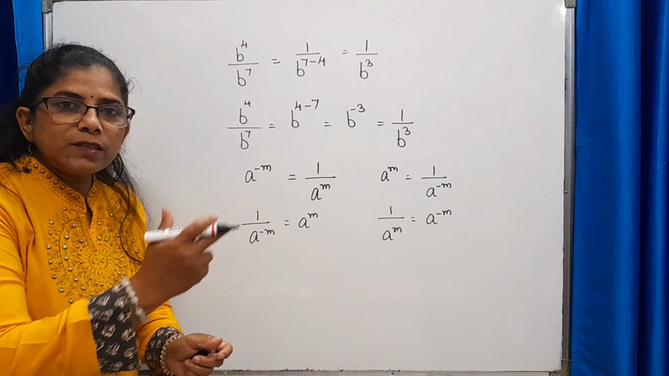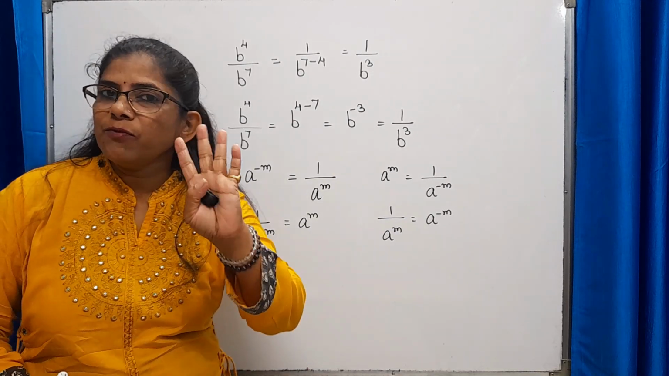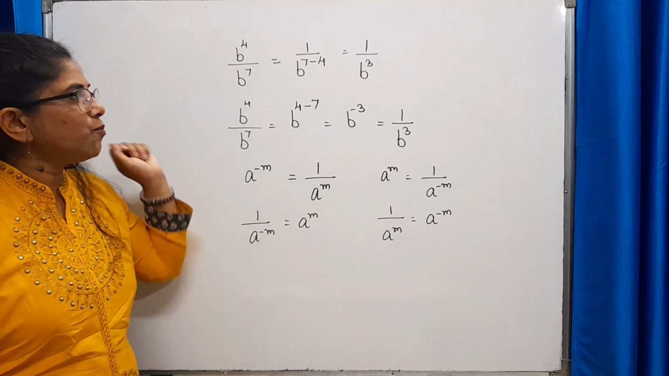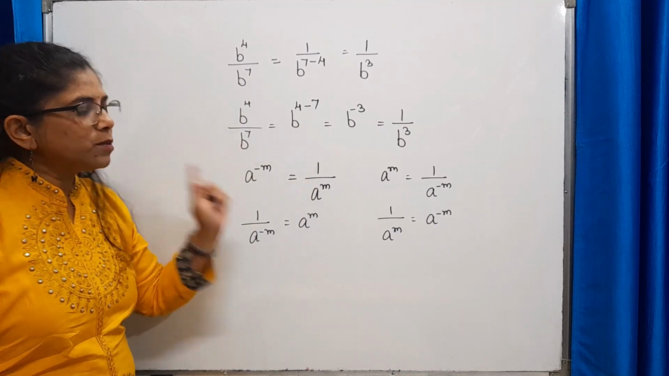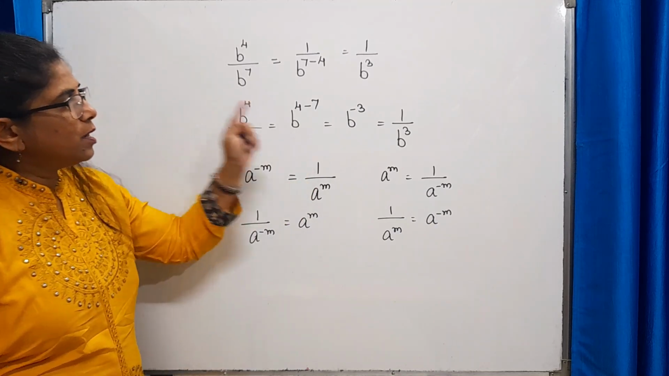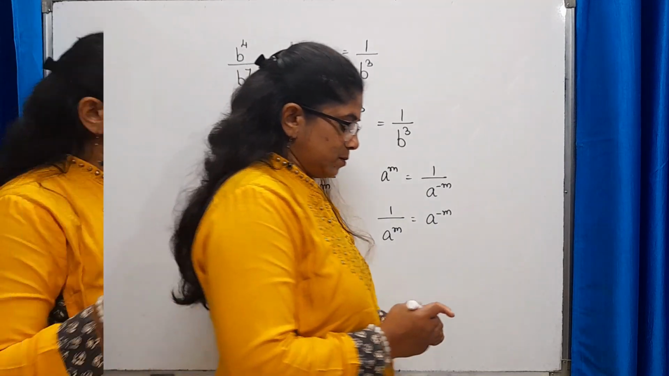Now, let's see what our third law is. Altogether we have 5 laws. Yes, altogether we have 5 laws of exponents. So, this was all about the second law. Let's check what the third law is.